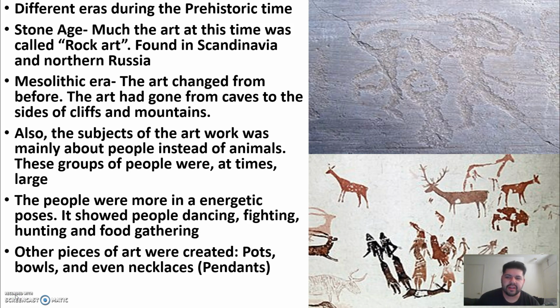Now the thing is, there were different eras during the prehistoric time. There was Stone Age, and during this time, much of the art at the time was called rock art, mainly found in Scandinavia and in Russia. When we think of cave art, we usually think of something that has been put on rock. And there are some cases where the art was actually engraved into the rock, chipped away and things like that to engrave it. So instead of putting stuff on, they chiseled away. So that was another form of art.